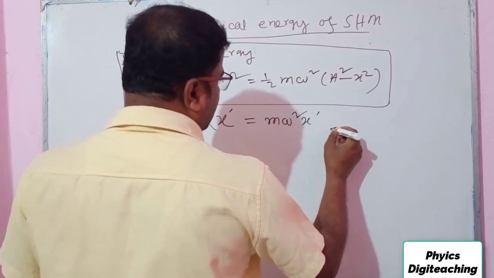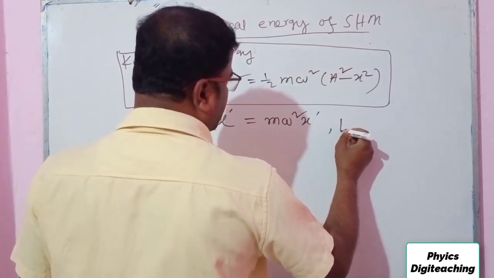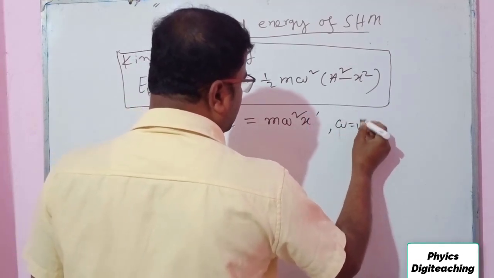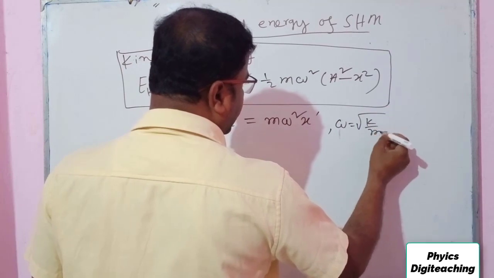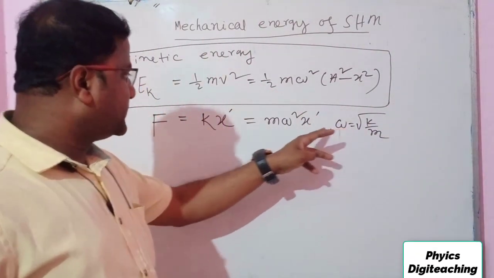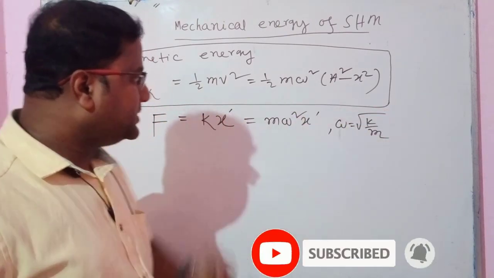Why is this? Because we know omega equal to under root k by m. In our previous video we took this constant omega, which is equal to under root k by m. m is the mass.